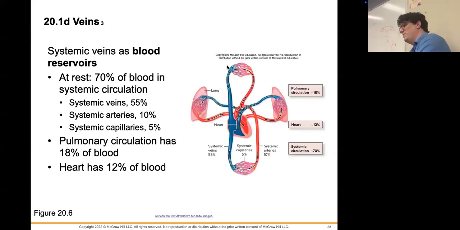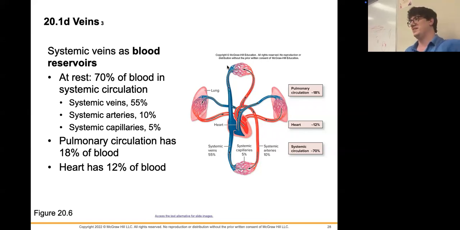Now, one fun thing with our veins is that they're going to be acting kind of as a blood reservoir. At any point in time, a little over half of your blood is going to be found within the veins. So 55% within your systemic veins, that is a lot. In the case of a normal adult, say we have 5 liters of blood, that means we're going to have a little over 2.5 liters of blood just hanging out in the veins at any one point in time.